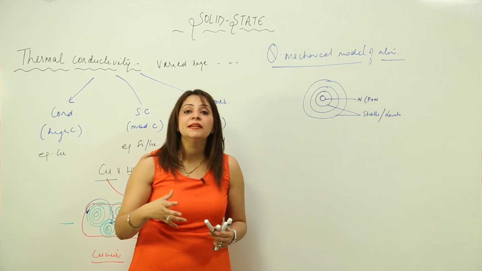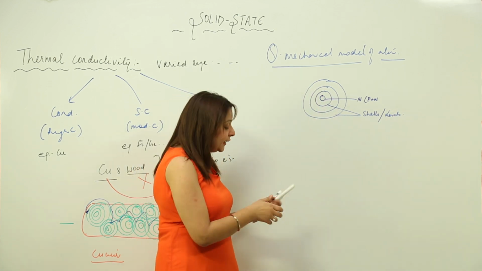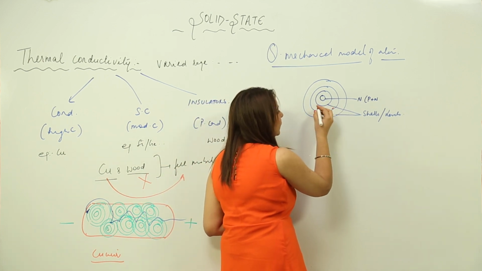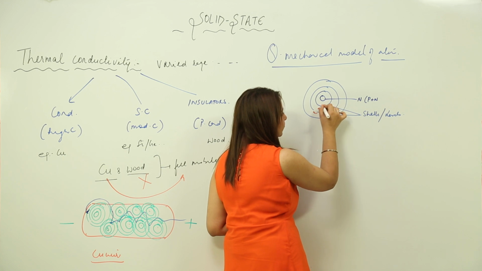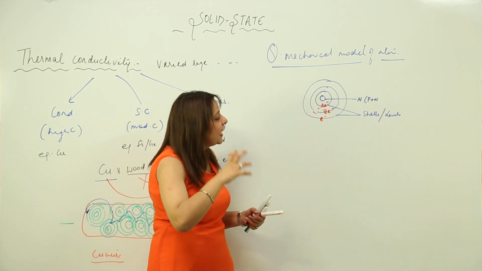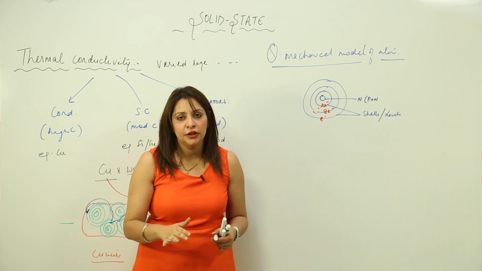And what is present in these shells? You all know that electrons are present in these shells. So what happens? See, every shell has a fixed amount of energy.